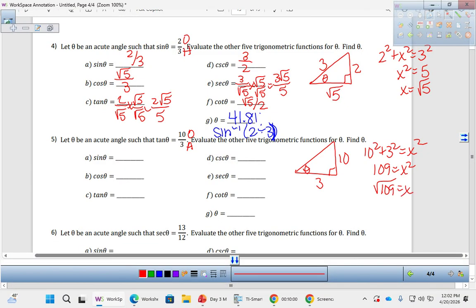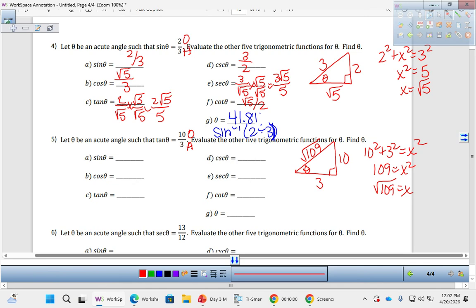I'm just going to see if that simplifies. So I'm going to go to my y equals screen and do 109 divided by x, and just look through my y1 for any perfect squares. I don't think I'm going to find any, but I'm just going to double check. Nope, there aren't any, so that means that my hypotenuse is just the square root of 109.